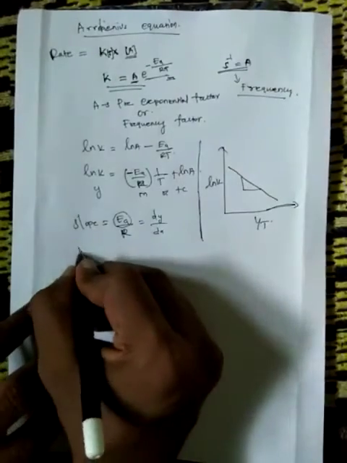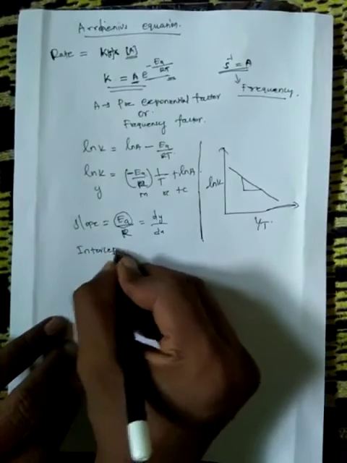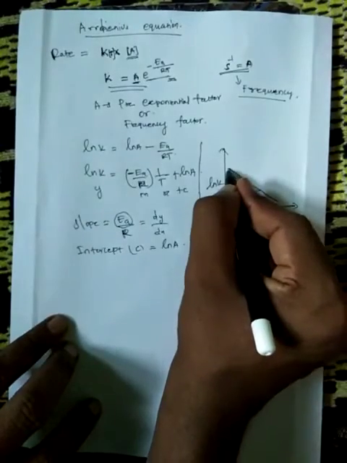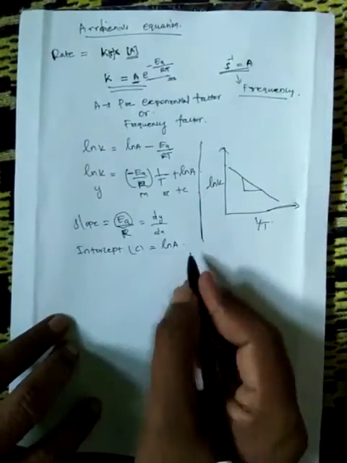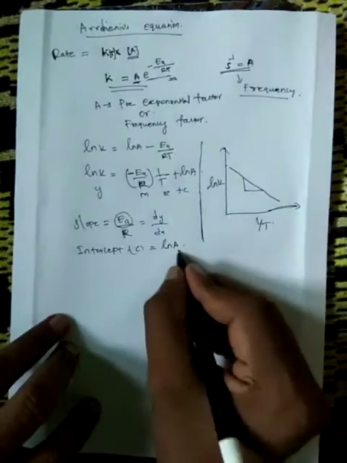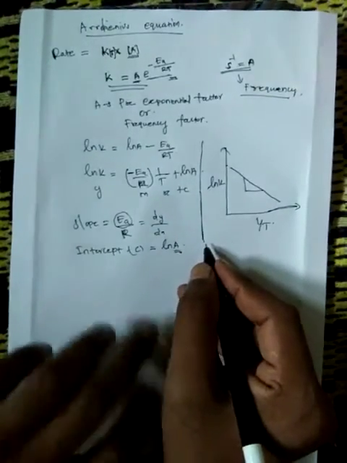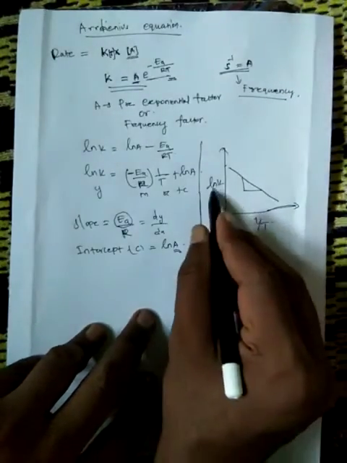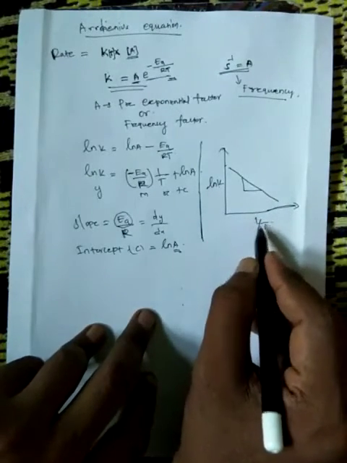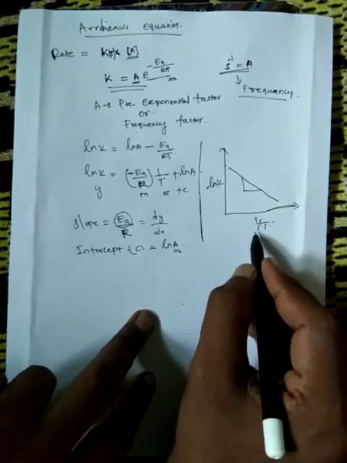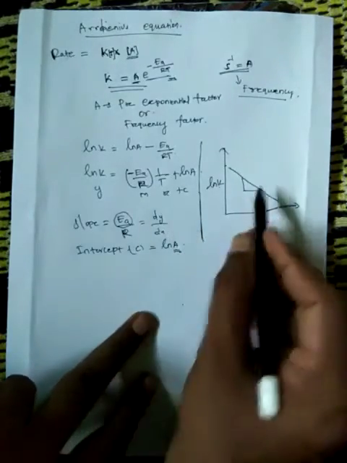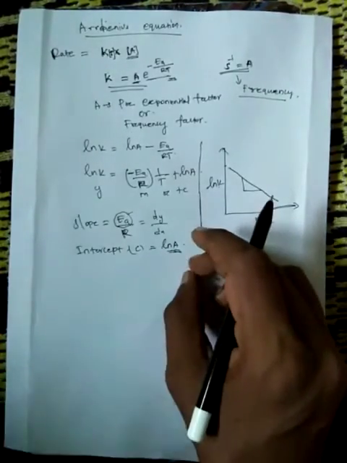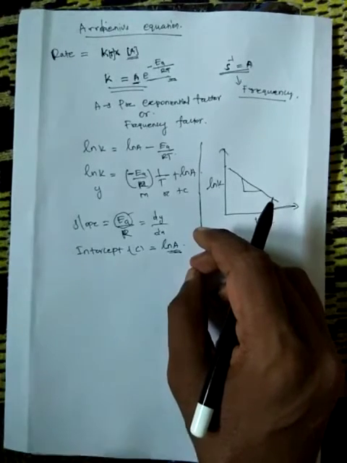And the intercept C equal to logarithm A, right? So just extrapolate it to the y-axis and find out the intercept. This is equal to logarithm A, the pre-exponential factor. So at various temperatures, find out the rate constant and plot logarithm K in the y-axis and 1 by T in the x-axis, and take the slope. From the slope you can find out the energy of activation. From the intercept you can find out the pre-exponential factor or frequency factor.